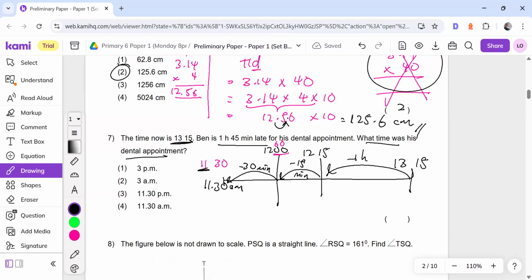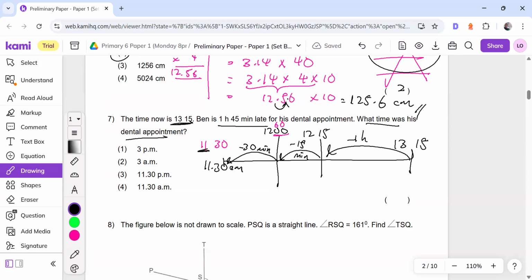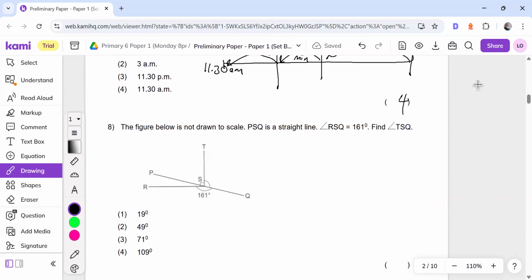Okay, so this is primary 4. So the answer will be number 4. Clear? Okay, next one. Let's go to question 8. PSQ is a straight line. So every time you see a straight line, what happened? Angle on the straight line is 180.